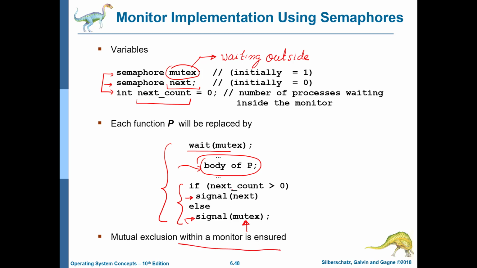So this ensures mutual exclusion either way, because both the semaphores only allow one process to execute at a time. So mutual exclusion as such is ensured.